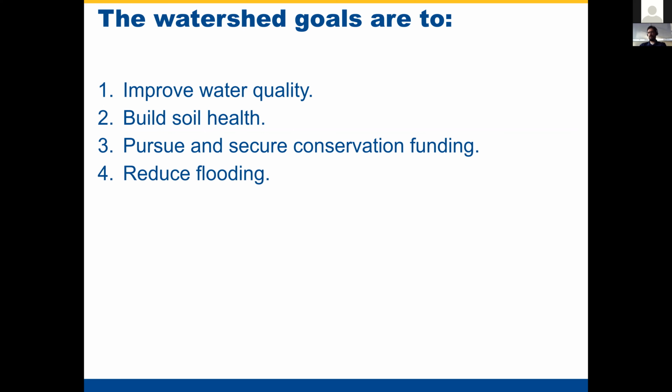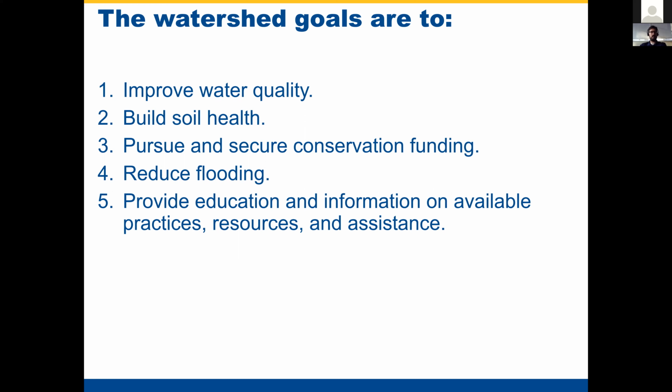Want it to reduce flooding. So this area has a lot of relief in the landscape and has a high potential for runoff and erosion. So we need to focus on practices that do both, reduce nutrient losses, but also reduce flooding. And then also provide information about practices, resources, and assistance. So we are at the stage of providing information about the practices. Resources and assistance could be pursued later to help implement those practices.